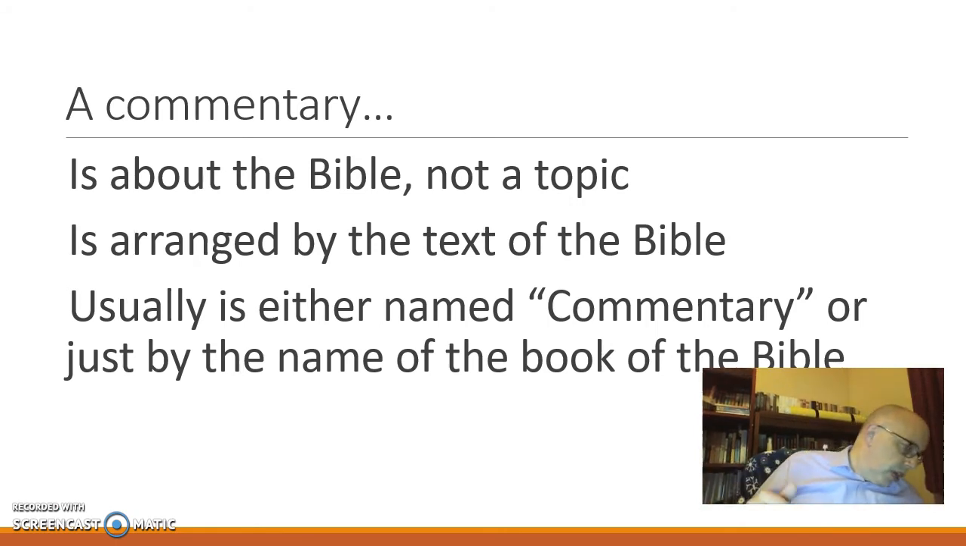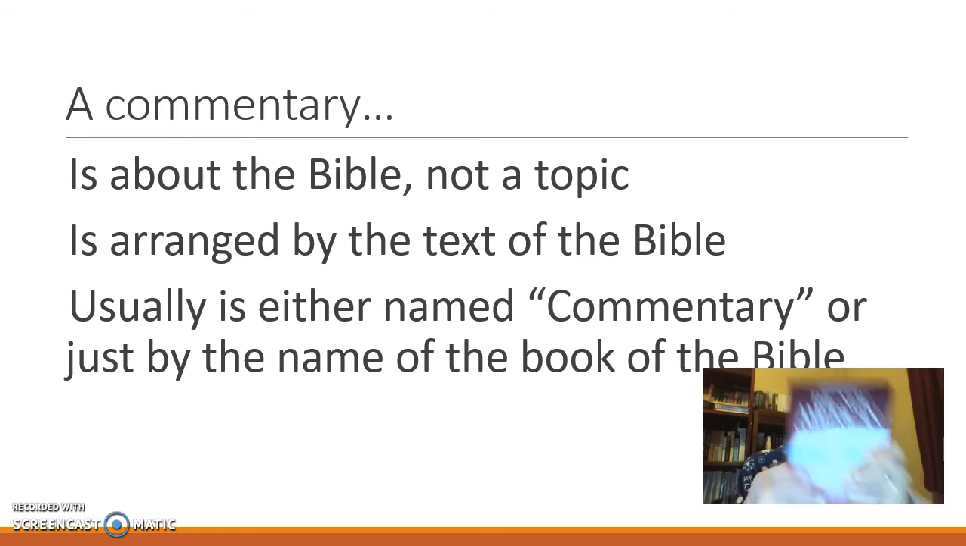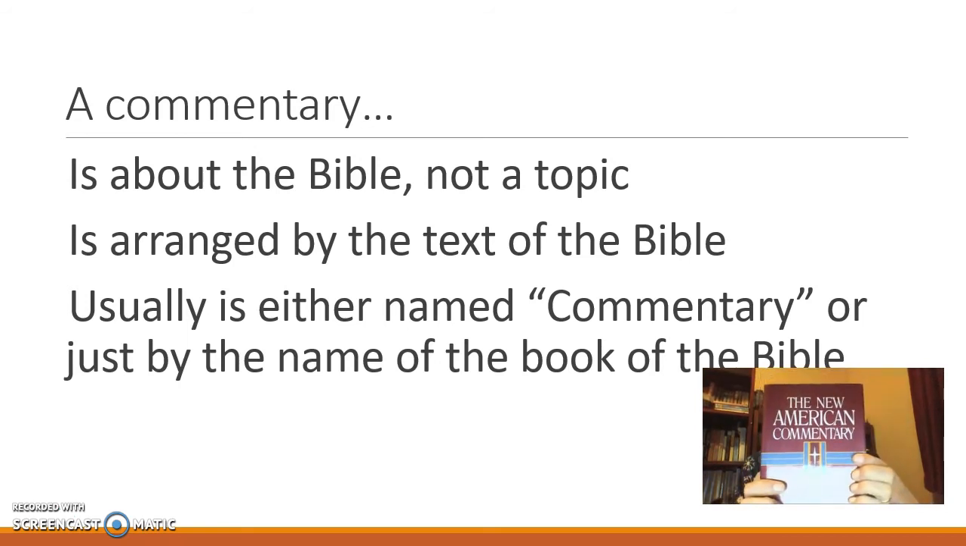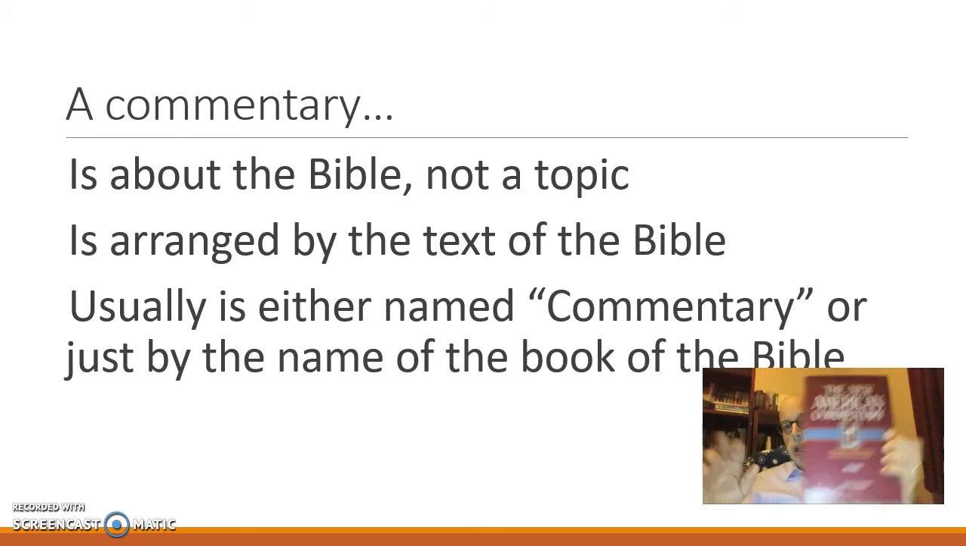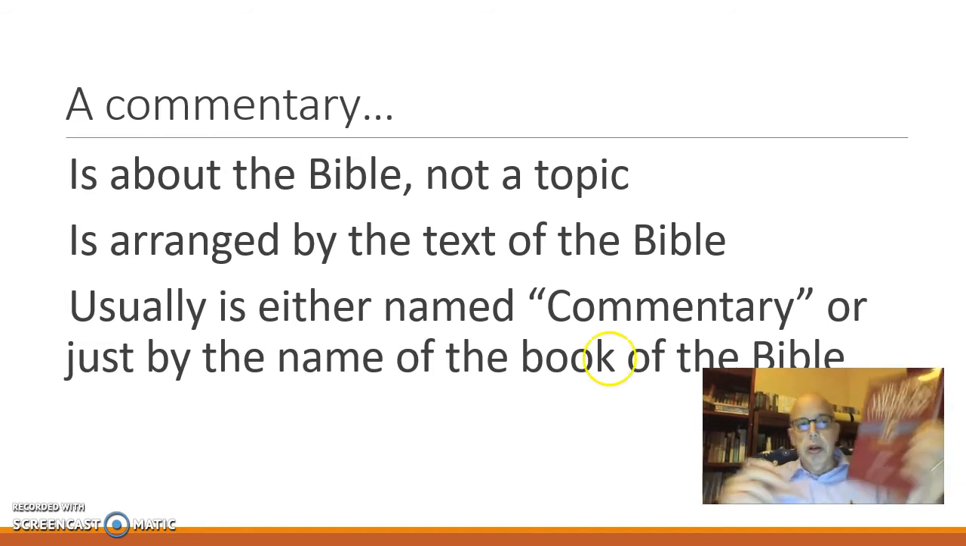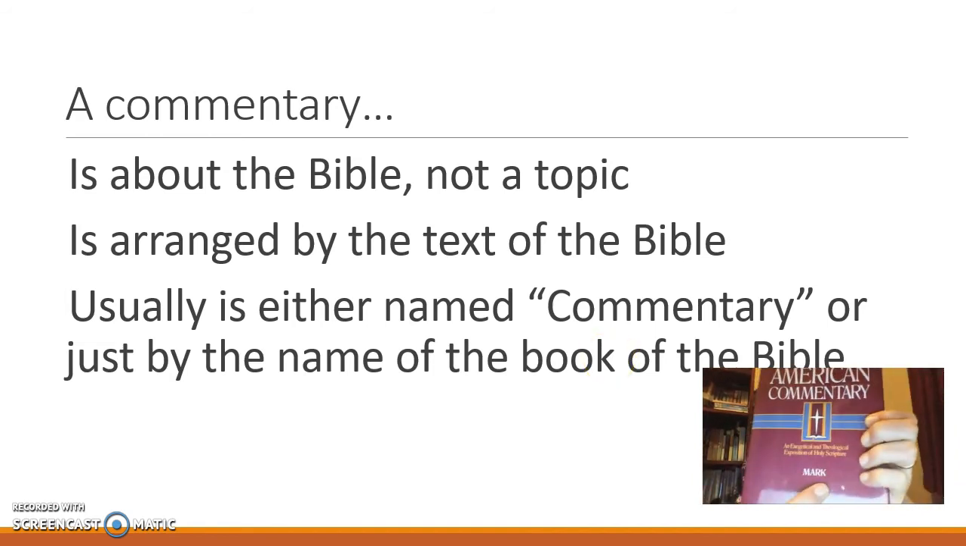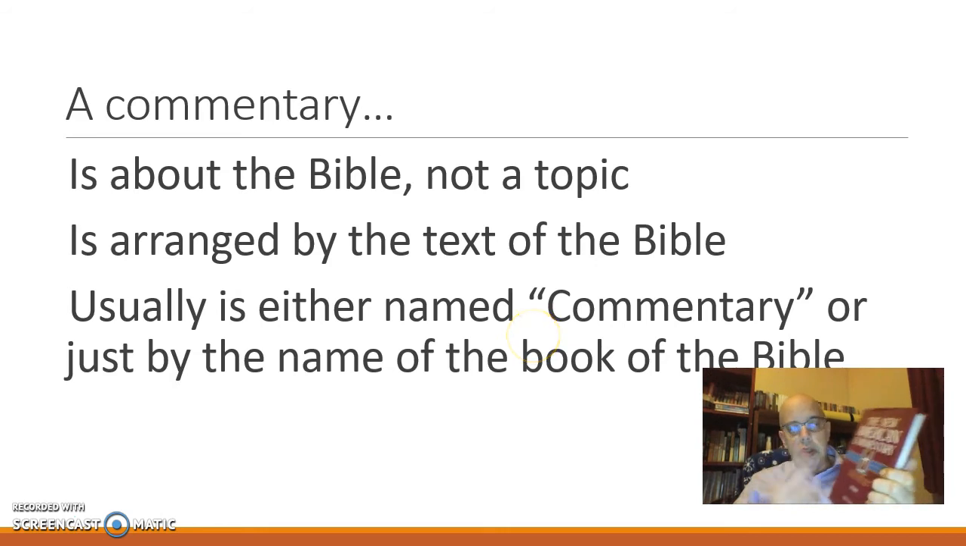So, a commentary. I knocked it on the floor. Okay, you might have trouble reading this, but it says New American Commentary. That's the set it is a part of. And then down here it says Mark. This whole book explains the book of Mark. So it's about the Bible, not a topic. They're named by the Bible or the section of the Bible or the book of the Bible that they cover.